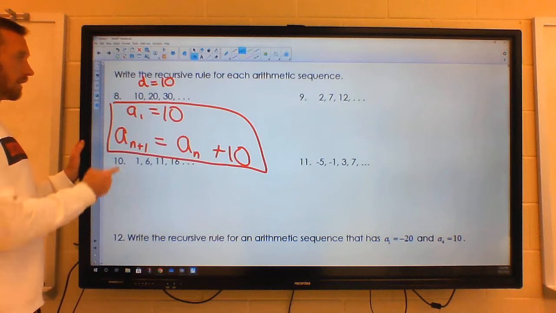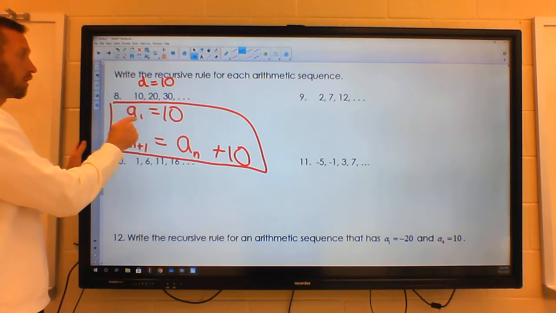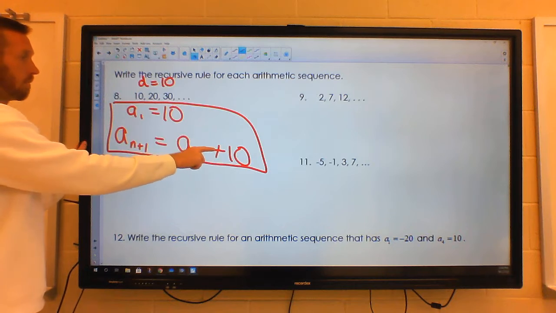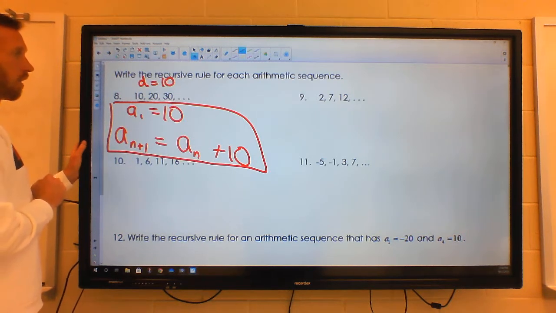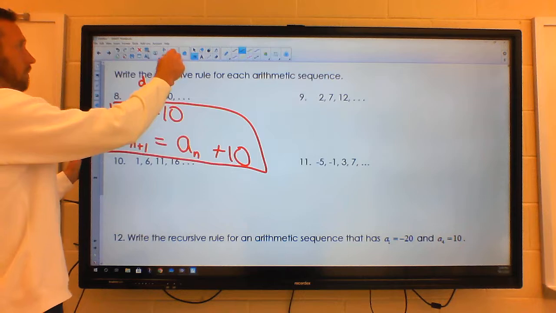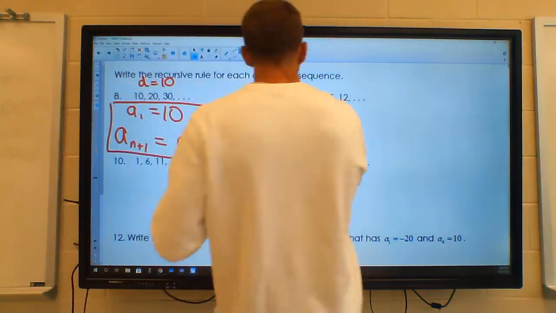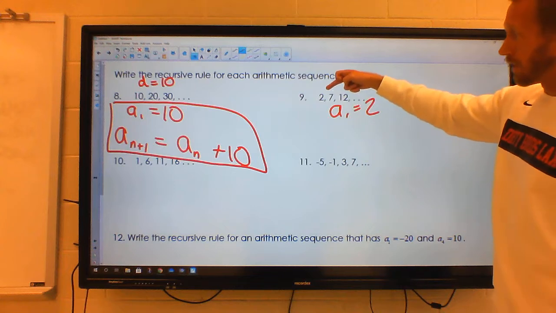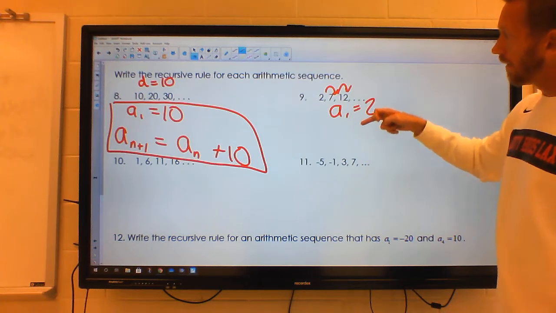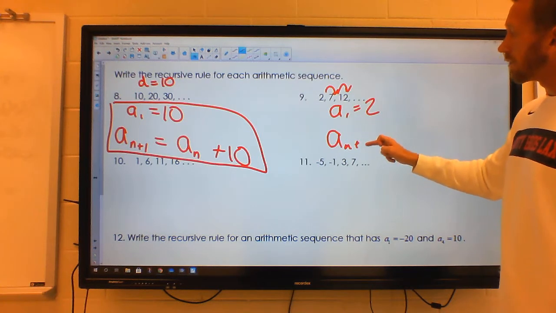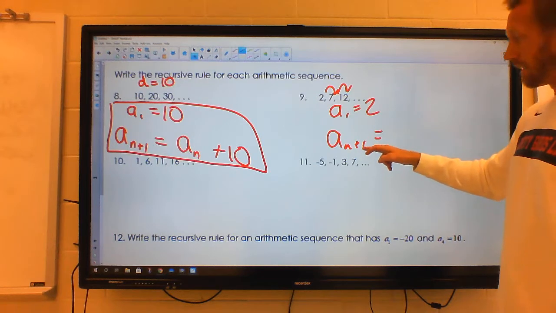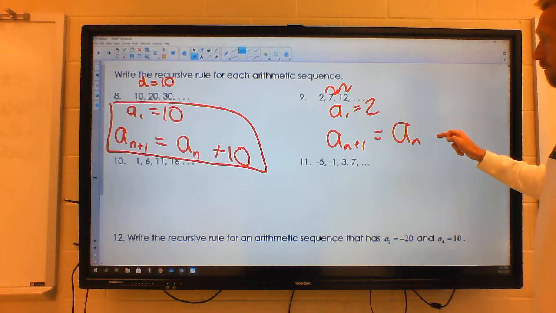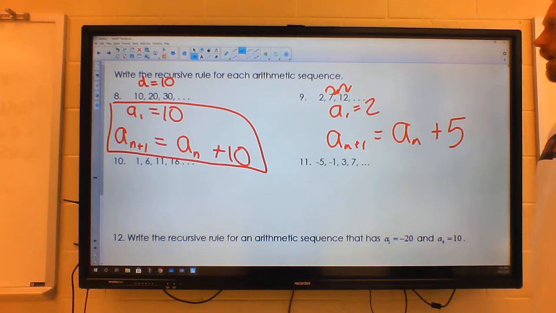The way that we read this is our first term is 10. The next term is always 10 more than the term that we're on. So add 10 to each term ensuingly. Okay? Once again, we state our first term is 2. Looks like it goes up by 5, up by 5. So a_(n+1) is, that just means that's a subscript of n+1. That just means the next term is current term plus 5.